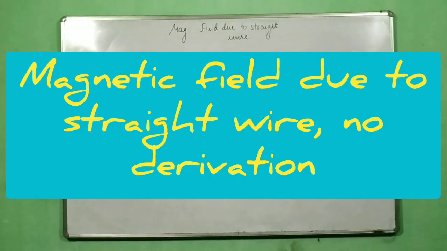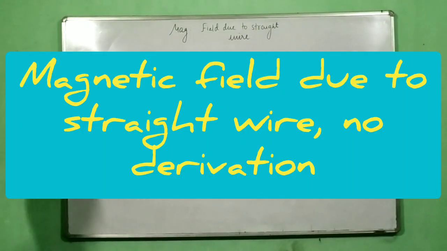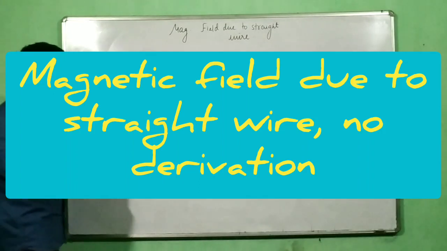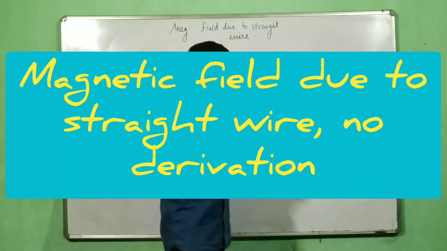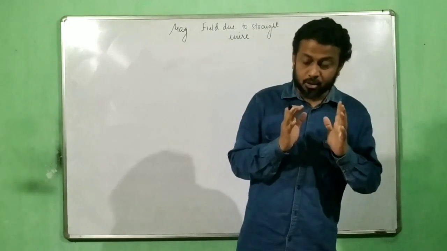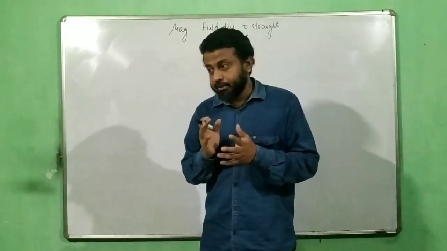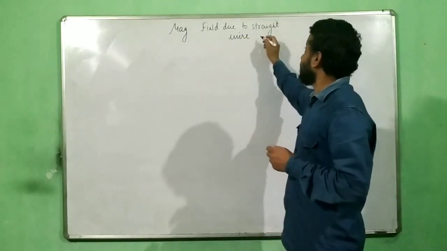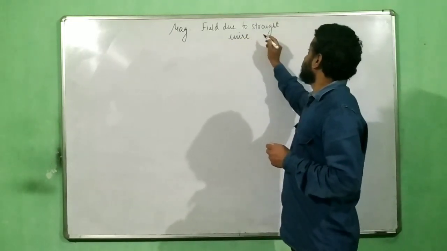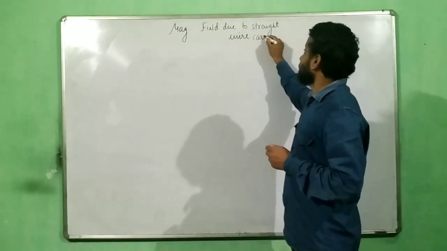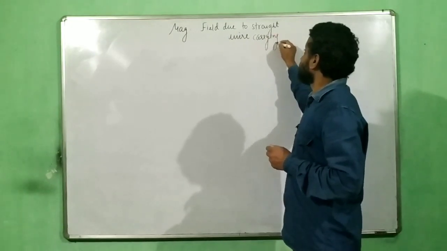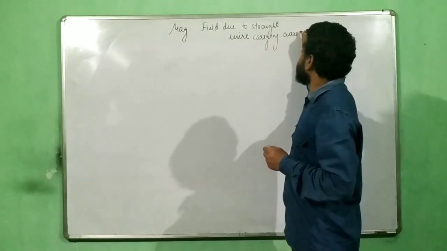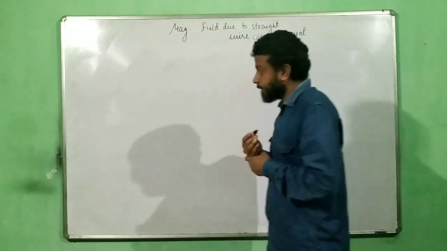Welcome again. So today we are going to see the usage of a formula. We are not going to derive the formula. We are just going to see how that formula is used. And that formula is the formula for magnetic field due to a straight wire carrying current. This is very important for entrance examination.